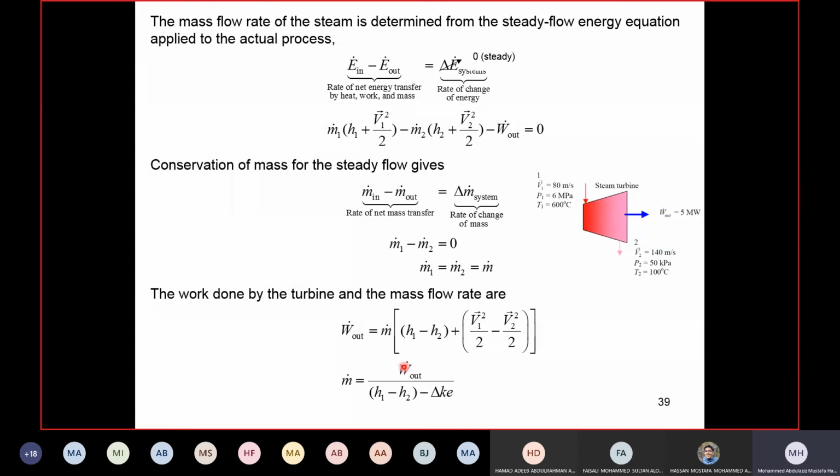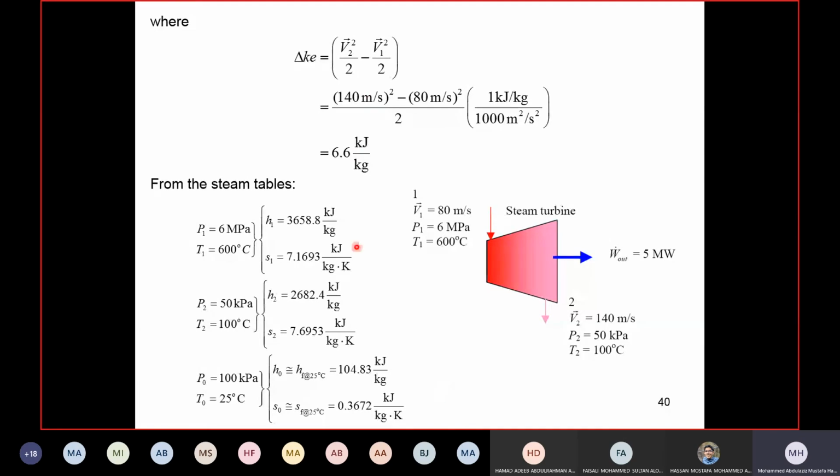So what is given here? Given W_out, which is 5 megawatt. Remember to multiply by 1,000 to make this kilojoule per second, so this would be 5,000 kilowatt. Remember, h1 minus h2 we get from the table, and this will be in kilojoule per kilogram. When you calculate the kinetic energy from the velocity values, you have to divide by 1,000. So we calculate delta kinetic energy, divide by 1,000, and it comes to 6.6. So we calculate this term here.